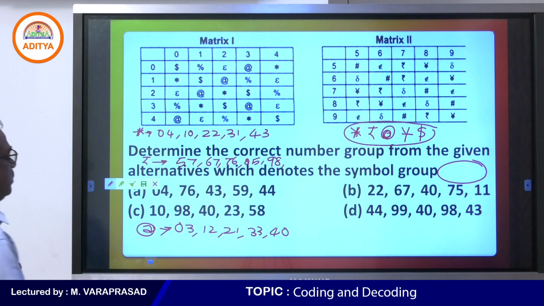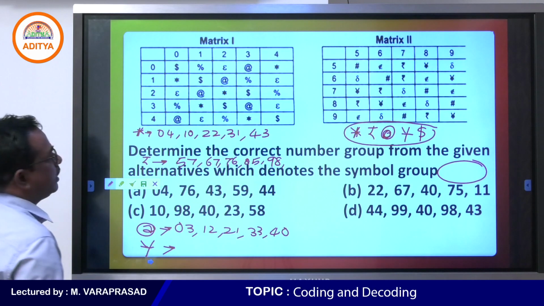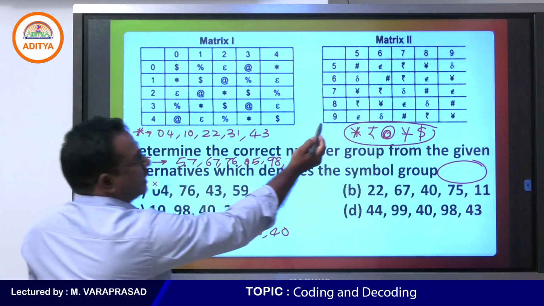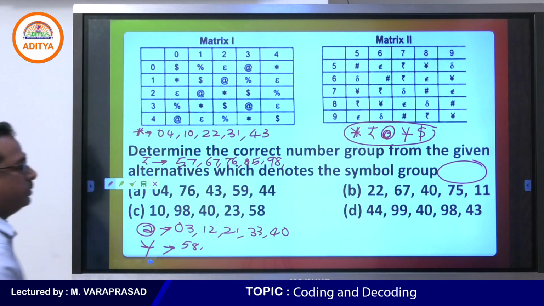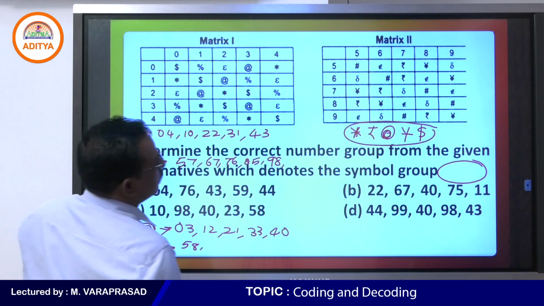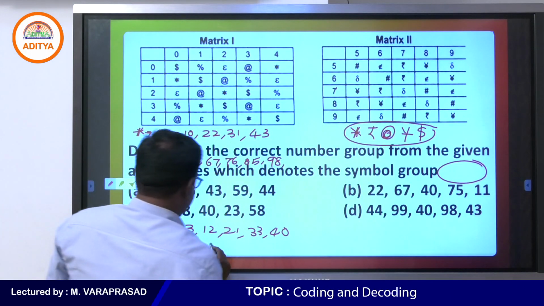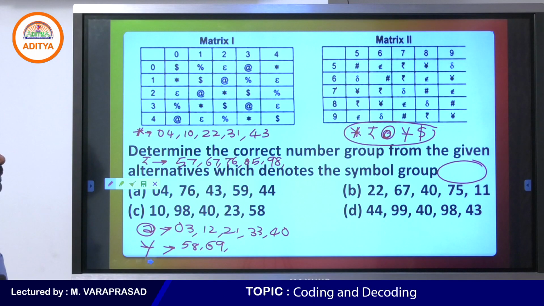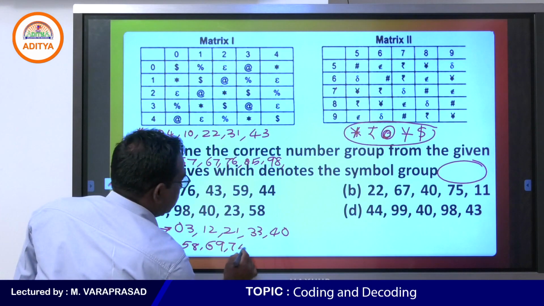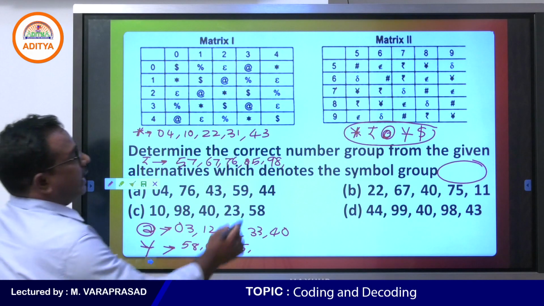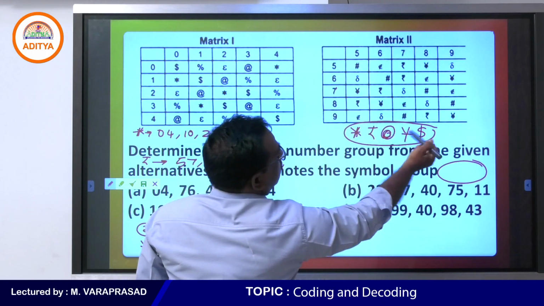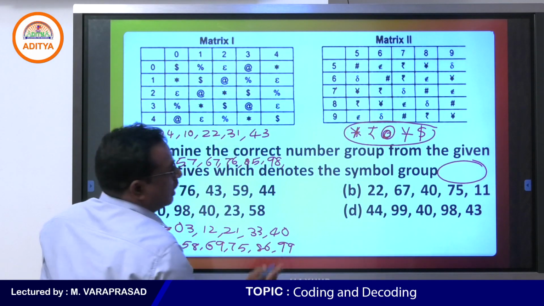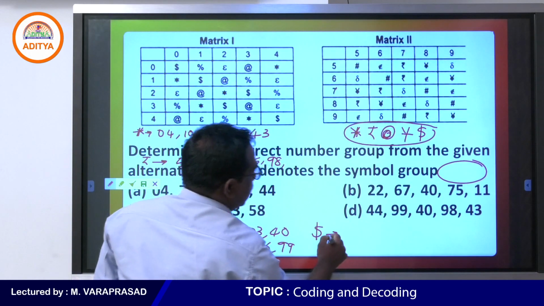Now see the next symbol, this one. How many ways can you represent it? Go to that matrix. Here it is, 5 8. If you go like that, how many ways can you represent it? 5 8, 6 9. Next one 7 5. Next one 8 6. Next one, the symbol is here, 9 9. The last one is this one. How many ways can you represent it?